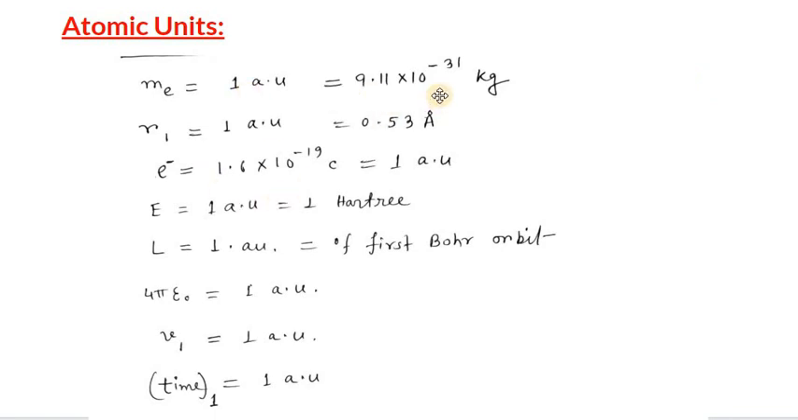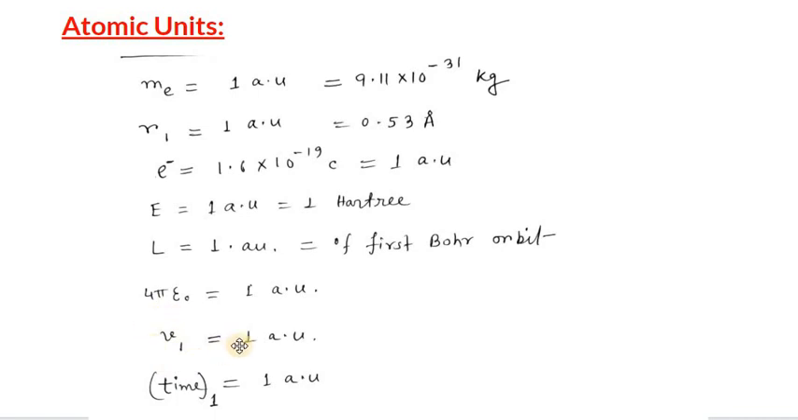But if you take all these different values, the advanced quantum mechanics will be very complicated. That's why we take the mass of the electron as 1 atomic unit. These are called atomic units. In atomic units, the mass of the electron is 1 atomic unit, the radius of the first Bohr orbit is 1 atomic unit, the charge of the electron is 1 atomic unit, the energy of the electron is 1 hartree or 1 atomic unit, the length of the first Bohr orbit is 1 atomic unit, and the value of 4 pi epsilon naught is 1 atomic unit. So you just need to put 4 pi epsilon naught equal to 1.